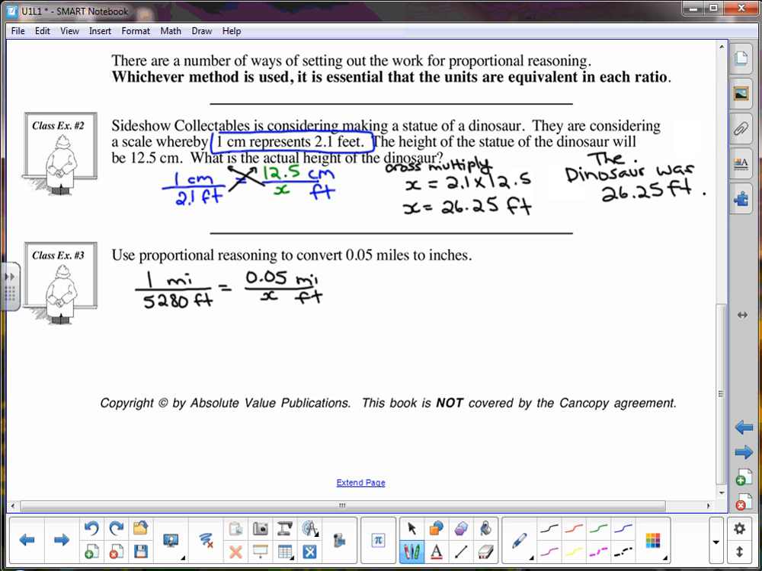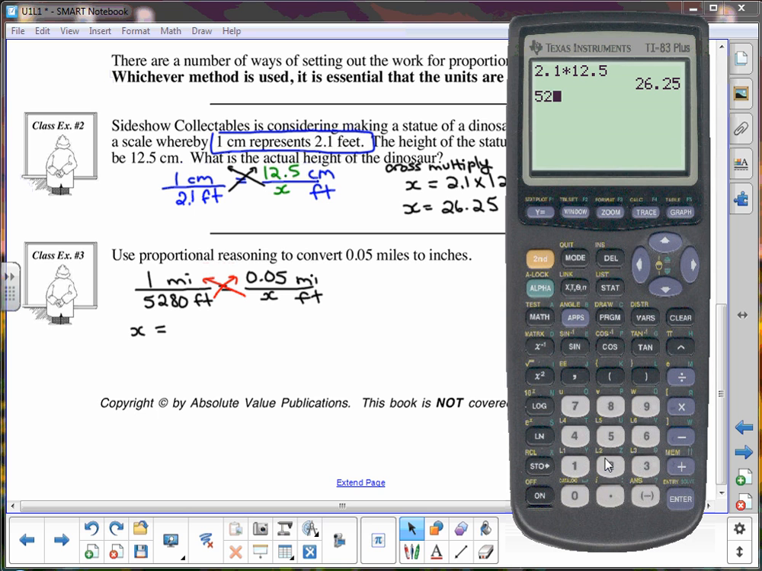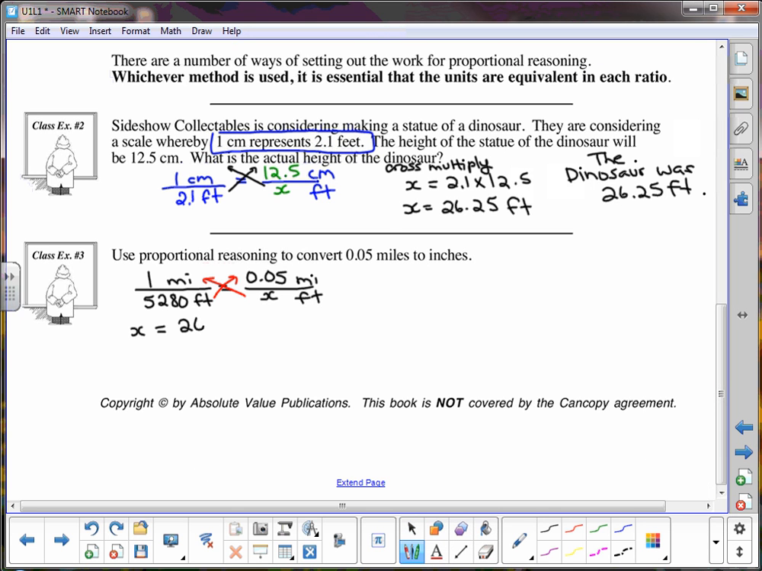And so from there, we just cross multiply. So 1 times x is going to be x, or x feet, equals 5,280 times 0.05. 5,280 times 0.05 gives us 264. Now what unit is that? What was our unknown? Our unknown was feet.